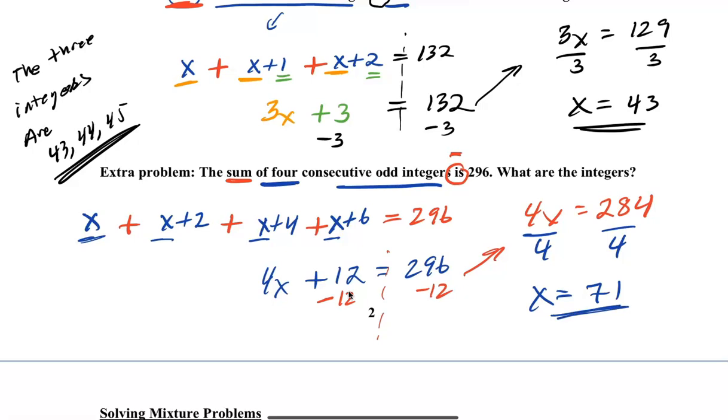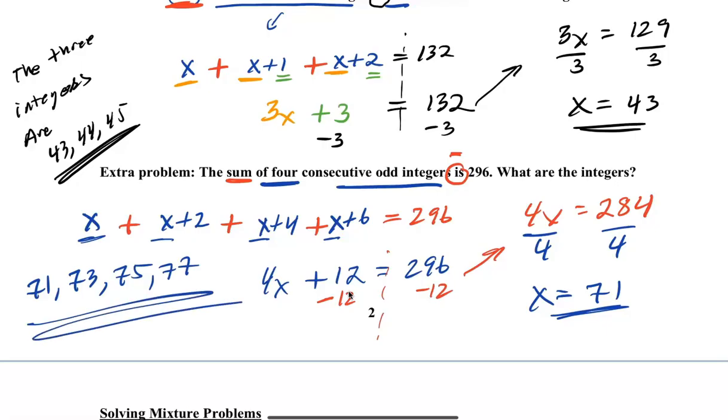And again, the question wasn't what's x, it's what are the integers. So we have 71, add 2 to that, 73, 75, and 77. And they also said they are odd, so it works out. And that's the video.